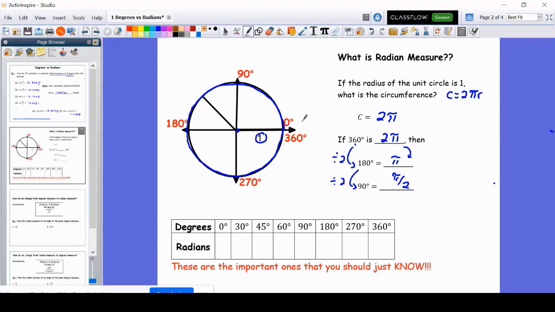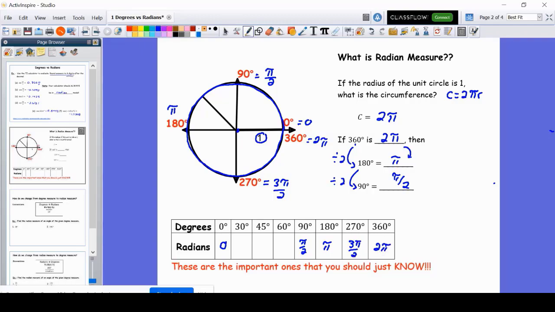When you rotate around this circle, 0 degrees is 0 radians. 90 degrees is pi over 2 radians. 180 degrees is pi radians. 270 degrees is 3 pi over 2 radians, and all the way around is 2 pi. So these are really important measures: pi over 2, pi, 3 pi over 2, and 2 pi.